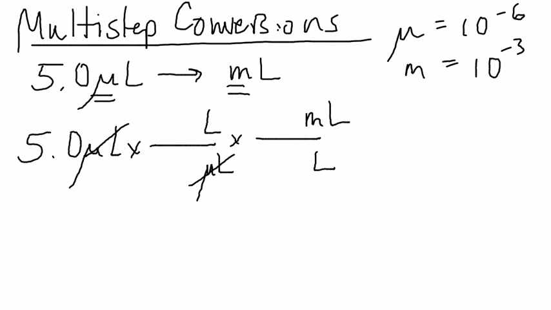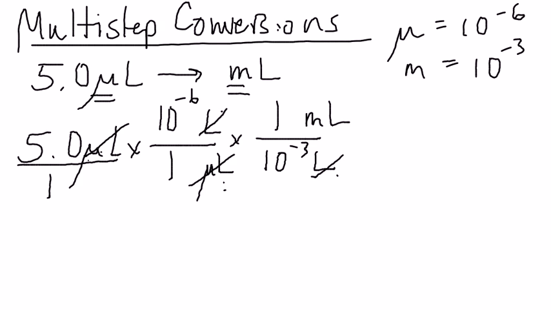Notice that the microliters cancel and the liters cancel because they follow the diagonal relationship established top to bottom, top to bottom. When we're converting from micro to liters, micro means 10 to the negative 6. So there are 10 to the negative 6 liters in 1 microliter. And because milli means 10 to the negative 3, there are 10 to the negative 3 liters in 1 milliliter.